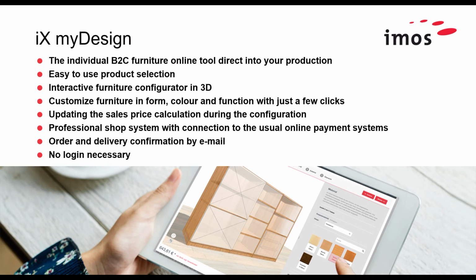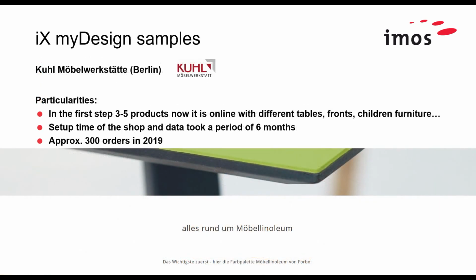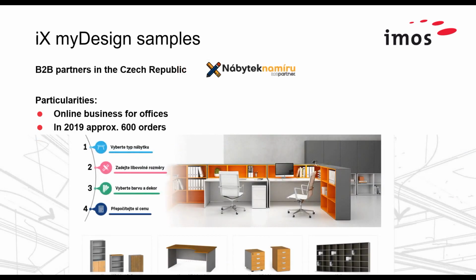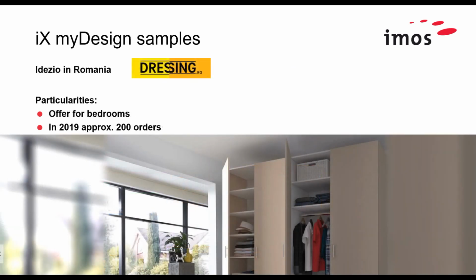iX-2019, the Imos B2C platform for furniture configuration on the internet. It's an easy-to-use online product configurator where Imos will guide you through the different options for furniture. Example, Cool from Berlin for typical tables. Another example, B2B partners from the Czech Republic.